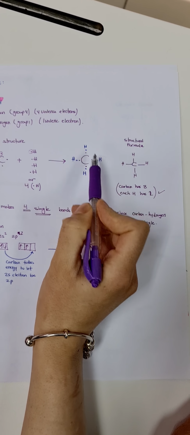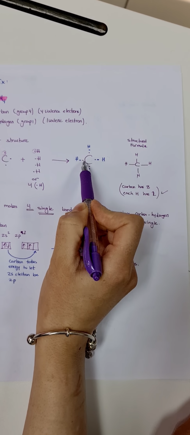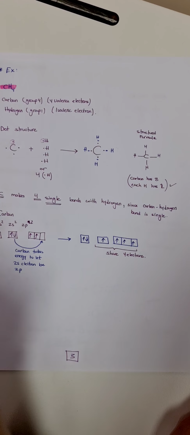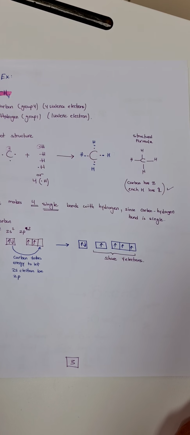And the carbon in total has 1, 2, 3, 4, 5, 6, 7, 8, so 8, so it follows the octet rule, so it's stable. And this is the structural formula.